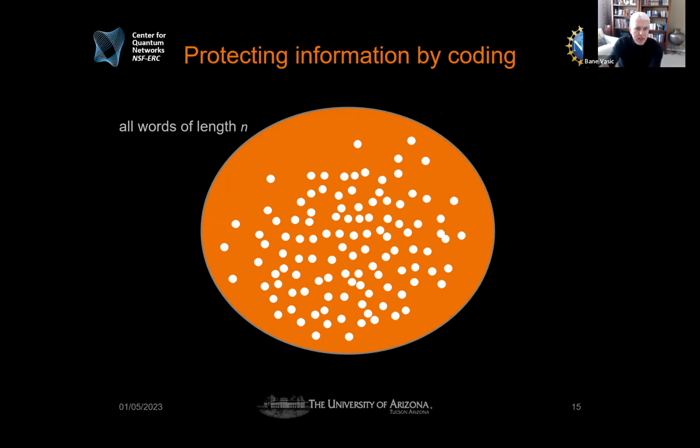I like to think of my code words as a subspace in some vector space of dimension n. So these points that I'm showing here are all possible words of length n. There will be 2 to the n of them. And some of these points are actually code words, and some of them are not code words. So I'm talking about, let's say, a binary symmetric channel.